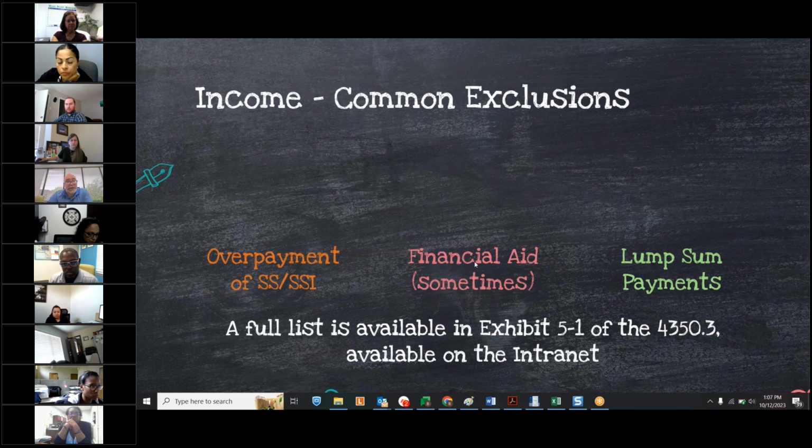Financial aid, those rules get tricky. I think I've about got it down where I don't have to look it up every time. But now they're about to change that, so I'll be looking it up again.